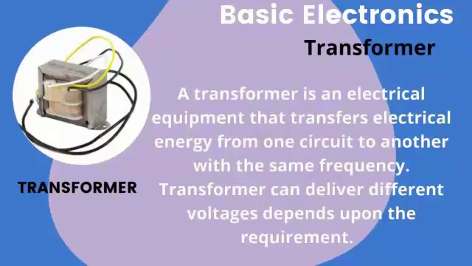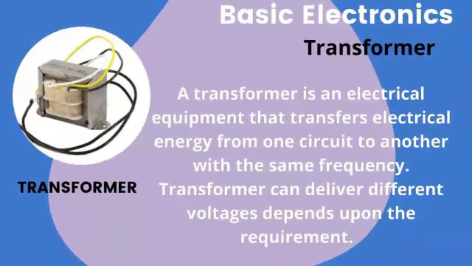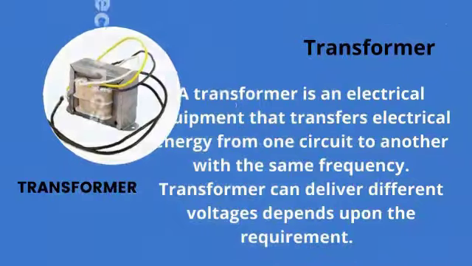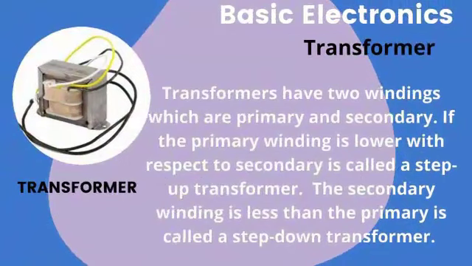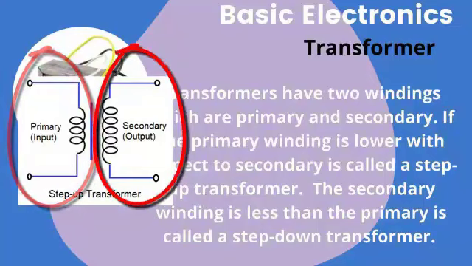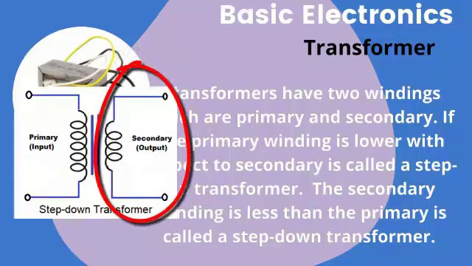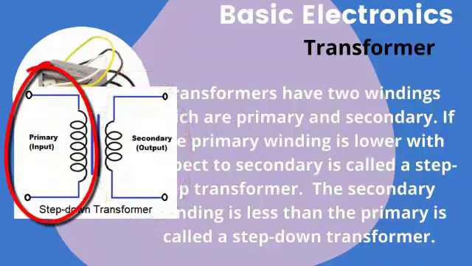Transformer. A transformer is an electrical equipment that transfers electrical energy from one circuit to another with the same frequency. Transformers can deliver different voltages depending upon the requirement. Transformers have two windings, which are primary and secondary. If the primary winding is low with respect to the secondary, it is called a step-up transformer. If the secondary winding is less than the primary, it is called a step-down transformer.